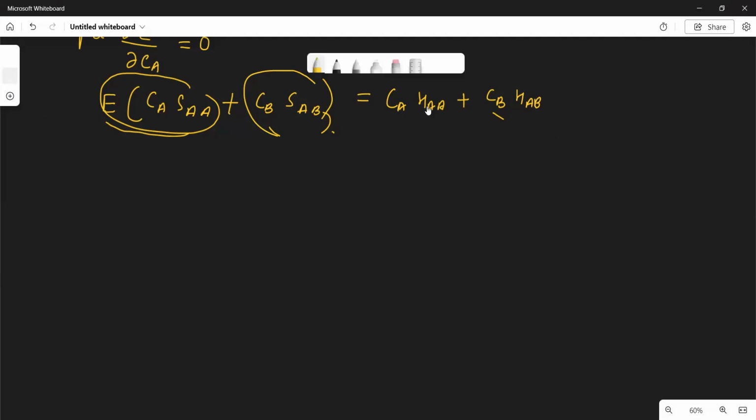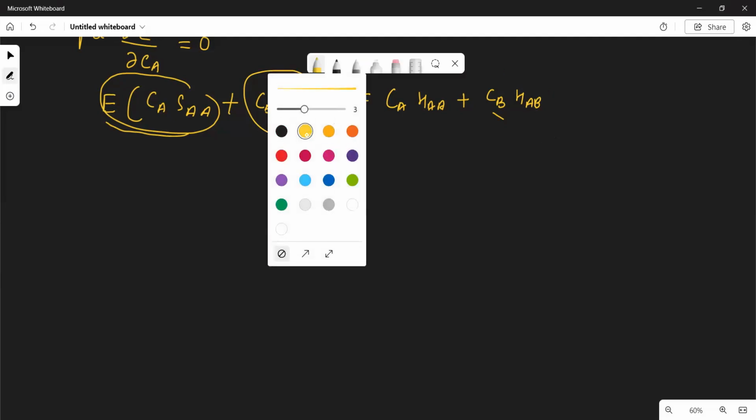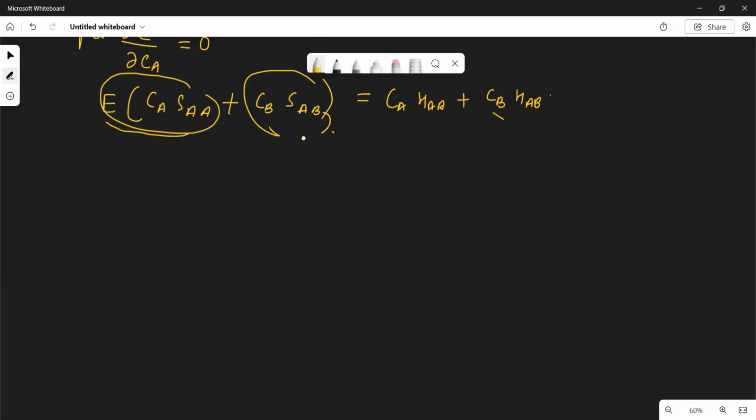Here you can see this is the first equation that we have got after the differentiation of E with respect to the first coefficient, that is CA. On the left hand side we have two terms having CA and CB. Similarly on the right hand side we have two terms having CA and CB. So we will keep the right hand side term here, and we will shift the term from the left hand side over here, so it will give the negative sign.